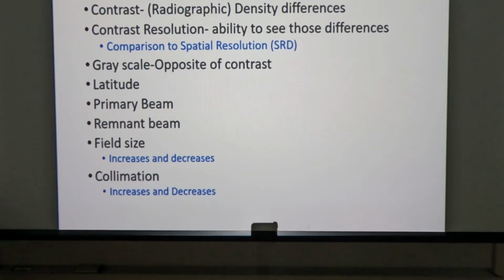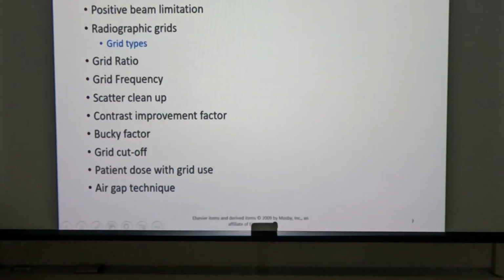So again, we reviewed grayscale and latitude, and those are essentially the same thing and opposite of contrast. Again, primary, remnant beam, field size, and collimation are really referring to the same thing, but they're inversely related as well. A larger field size means less collimation, smaller field size means increased collimation. So I've described what positive beam limitation is, and that is automatic collimation. It just doesn't really apply anymore. I told you why I think that it should.